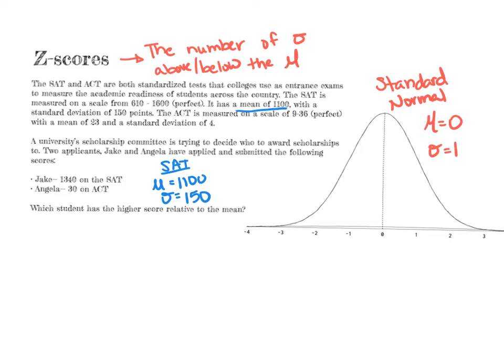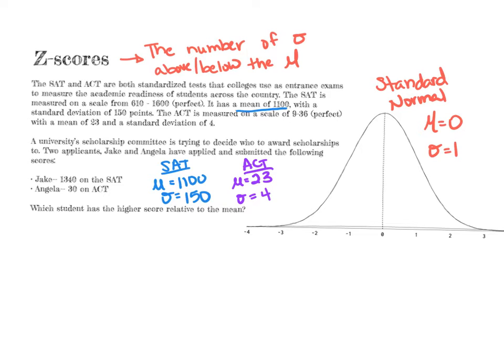And then Angela scored a 30 on her ACT, where the mean was a 23 and the standard deviation was 4. We can tell that Jake scored a 1340, and if we compare that to the mean, Jake scored significantly higher than the mean. Well, how much higher did he score?